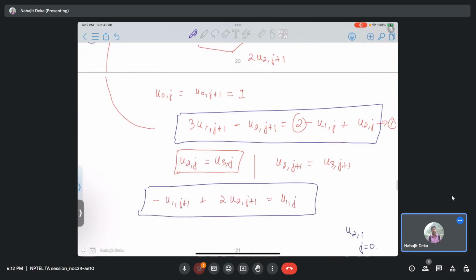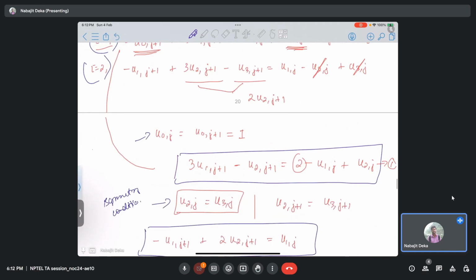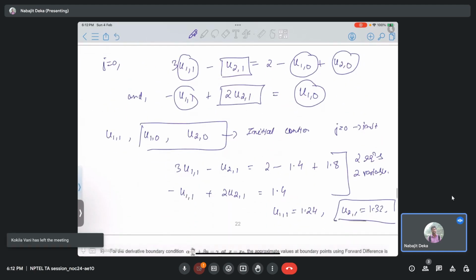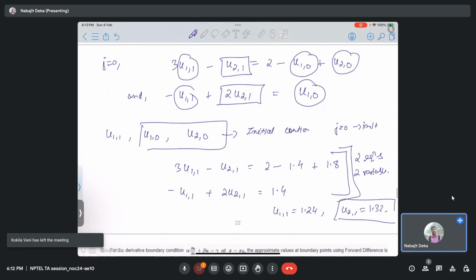Then we took advantage of the symmetry condition. This is the boundary condition. Once we plug in the values, we get two equations and two variables, out of which one variable is what we need to find out, being asked in the question. Okay.